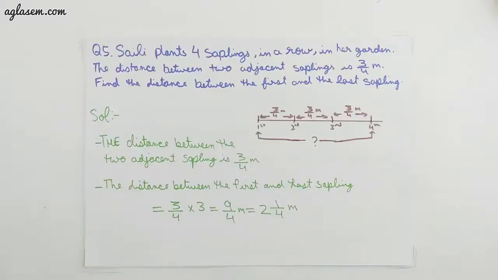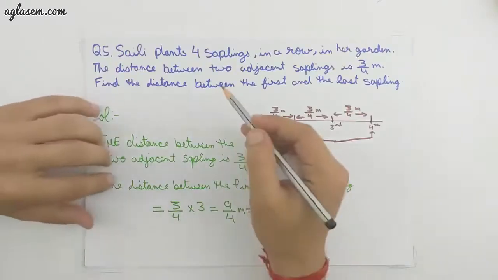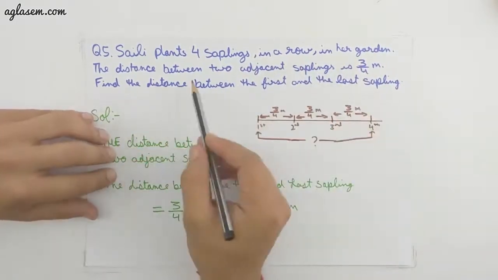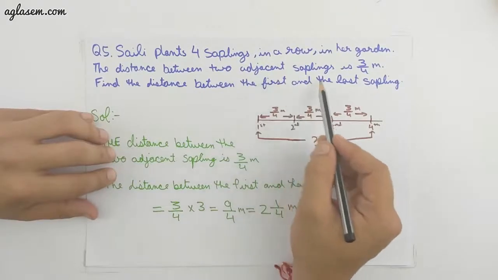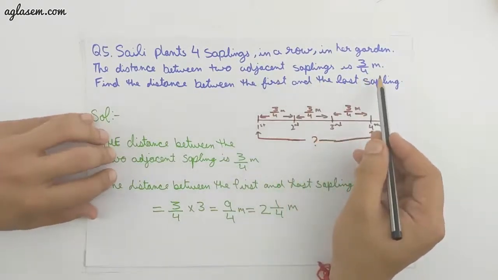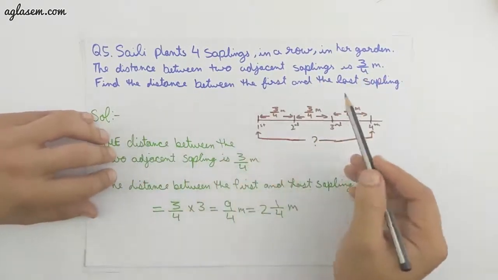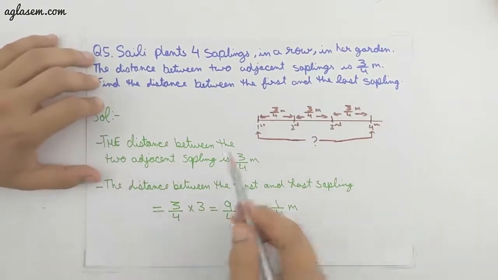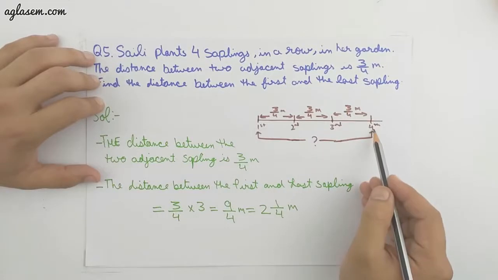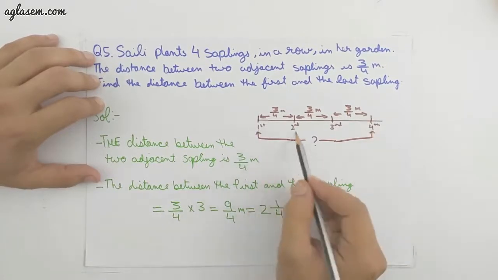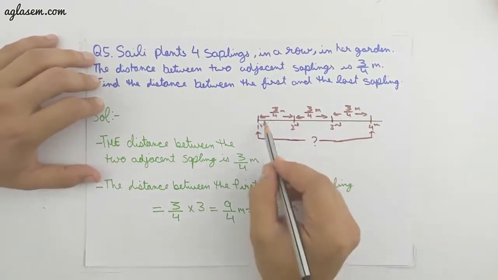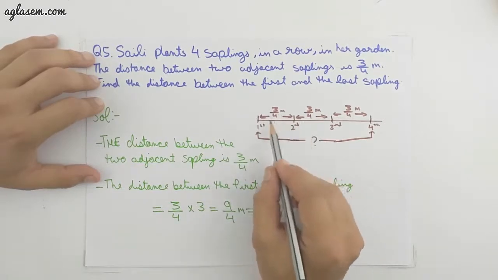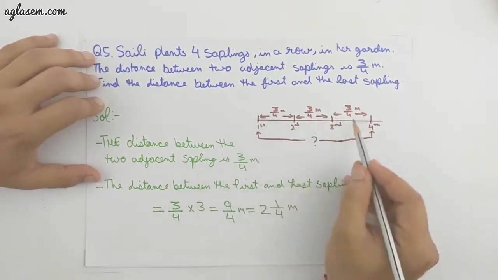Moving to the fifth question, which is: Sally plants 4 saplings in a row in her garden. The distance between 2 adjacent saplings is 3 by 4 meters. Find the distance between the first and the last sapling. So this is the planting she has done: first, second, third and fourth. The distance between first and second is 3 by 4, and the same distance is between the rest of the others.